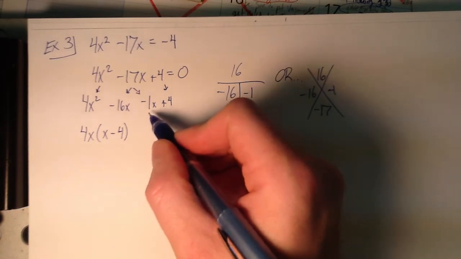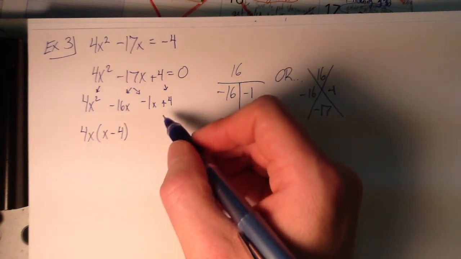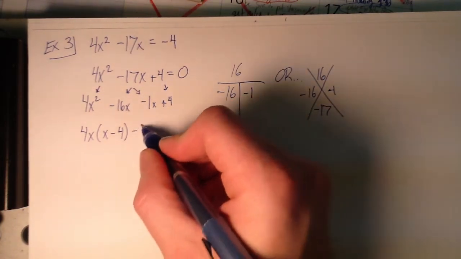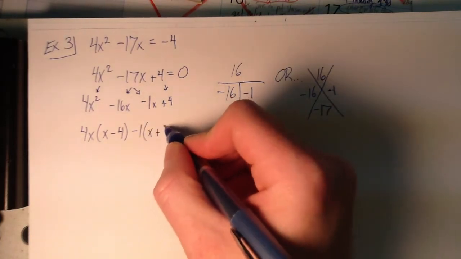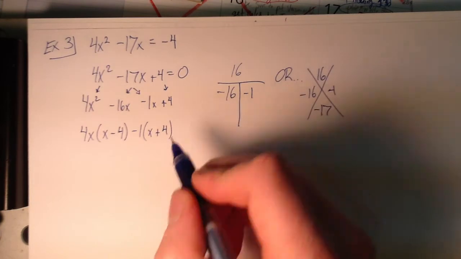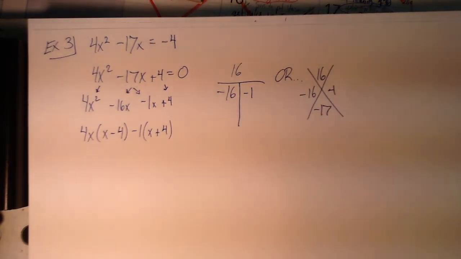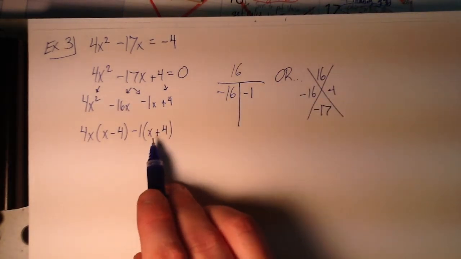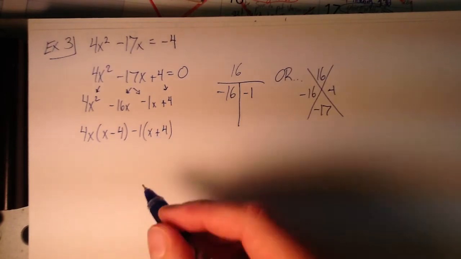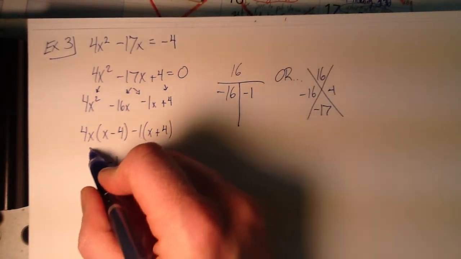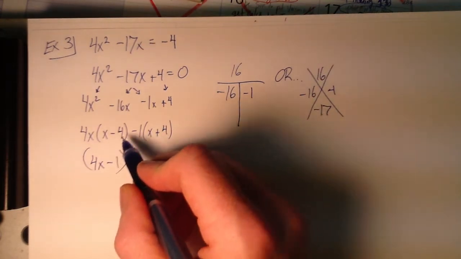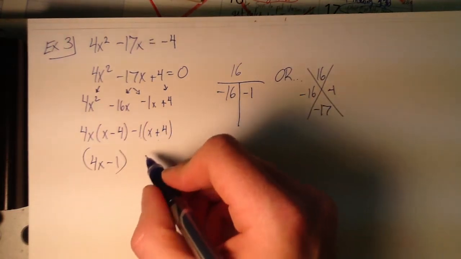On the next part, the next two terms, they have a negative 1 in common. If we take that out, that leaves us with x plus 4 again. You can always distribute back out to check. When you do it this way, what's in parentheses has to be the same. So whatever's out front forms one factor. Whatever's in parentheses forms the other.